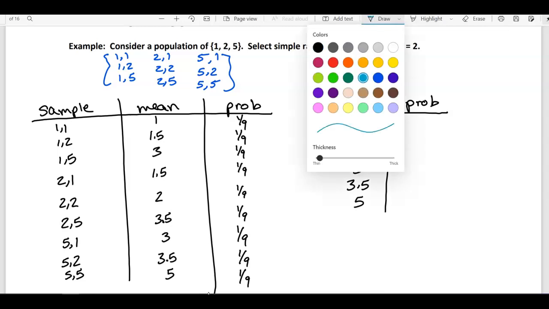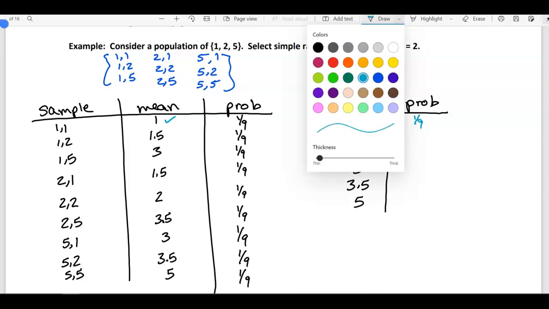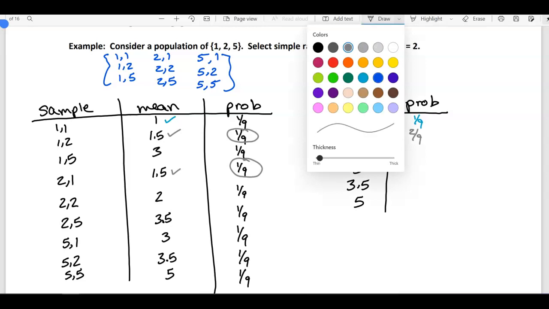That's why I'm rewriting it this way, to demonstrate that. So let's look at these. Where did our mean happen to be 1? We have one way that happened. So that's 1 out of 9. Where was our mean 1.5? That happened here and here. So that's 1/9 plus 1/9, which is 2/9. So that happened 2/9 of the time.